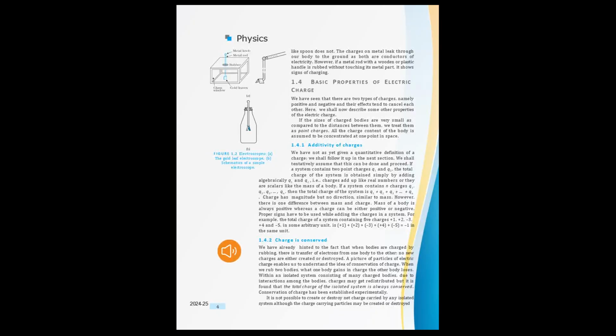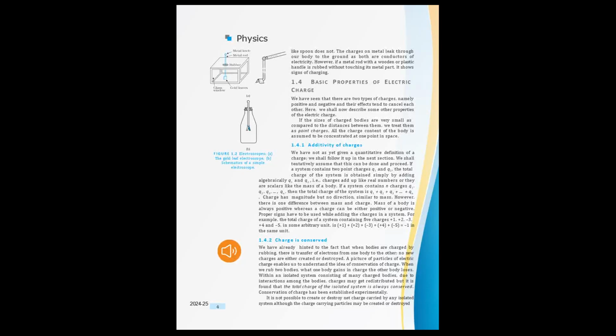The second basic property of electric charge is that charge is always conserved. We have already hinted to the fact that when bodies are charged by rubbing, there is a transfer of electrons from one body to the other. No new charges are either created or destroyed.